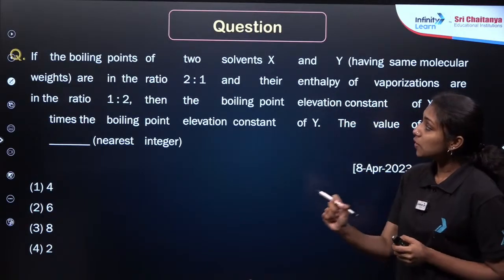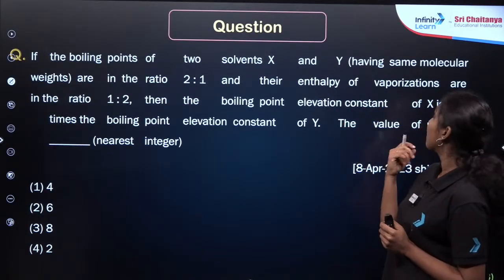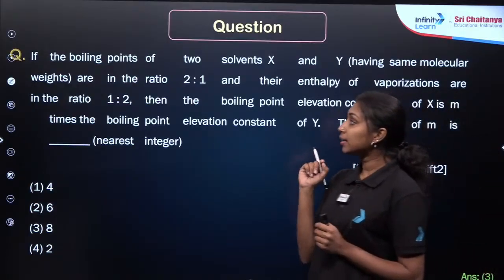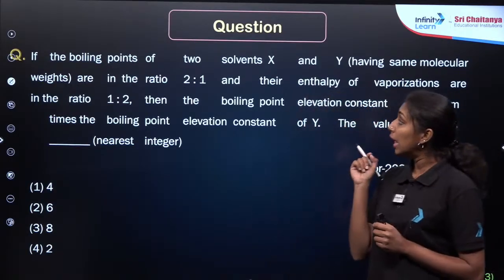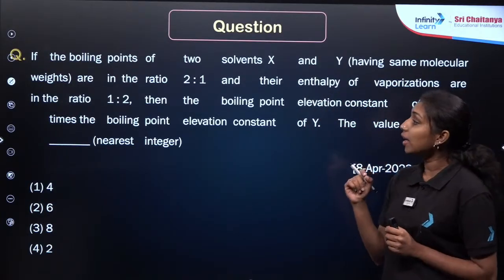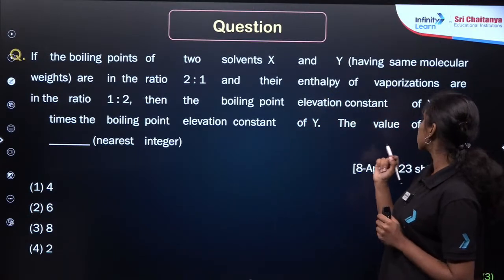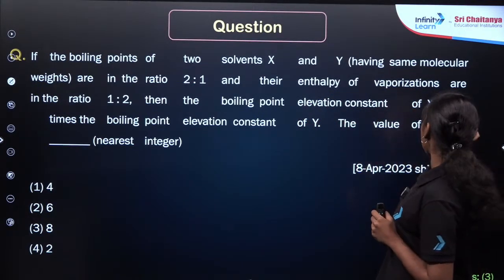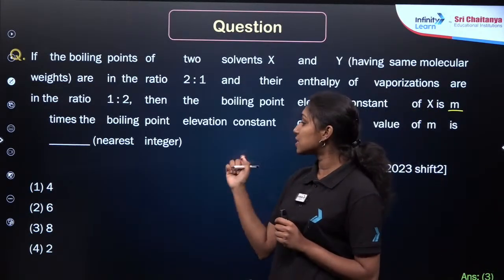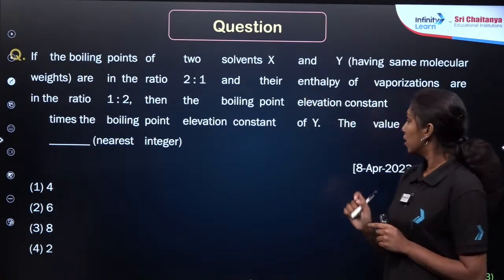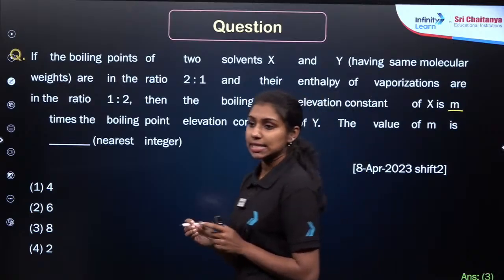If the boiling points of two solvents X and Y having the same molecular weights are in the ratio of 2:1 and their enthalpy of vaporizations are in the ratio of 1:2, then the boiling point elevation constant of X is m times the boiling point elevation constant of Y. Find the value of m in nearest integer.